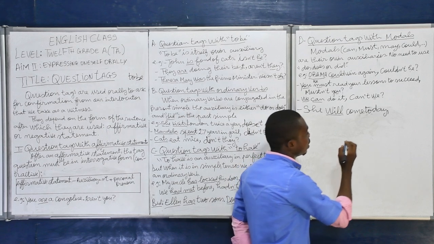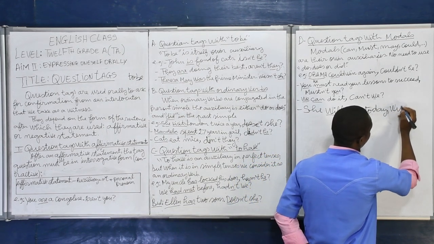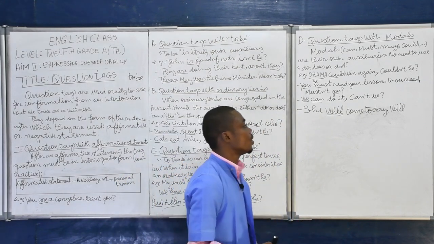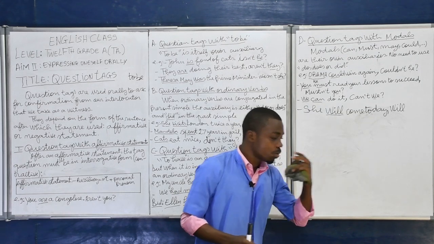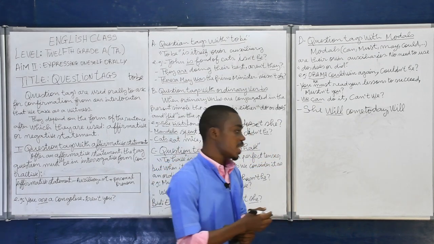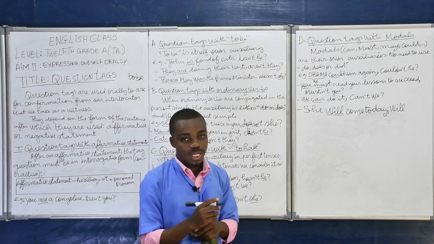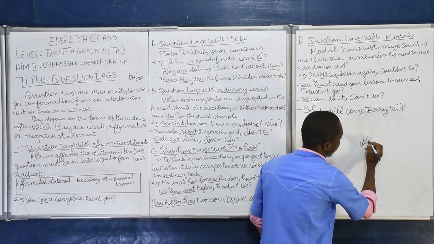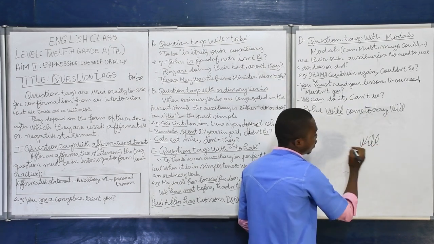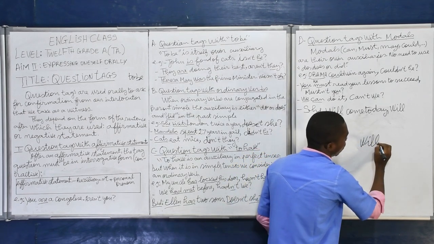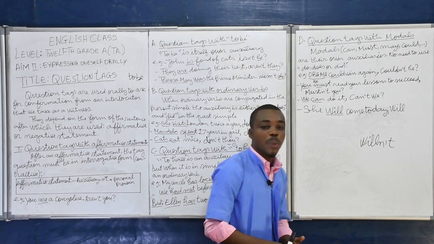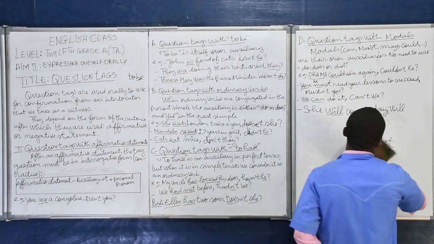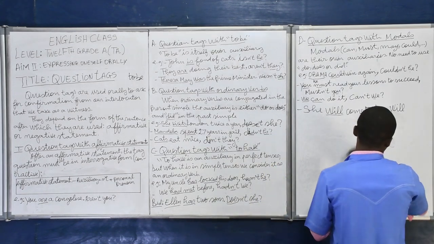So, automatically you use will as your auxiliary, and you look for the form of the sentence. What form is the sentence in? The sentence is in affirmative form. So normally you should do this, will. And since it is in affirmative form, you would do this normally. But this is a trick: you cannot say willn't.